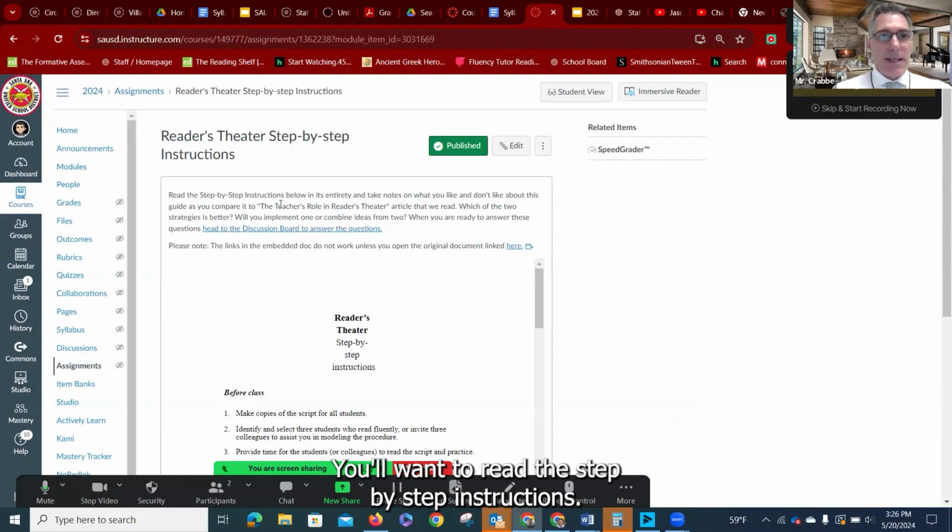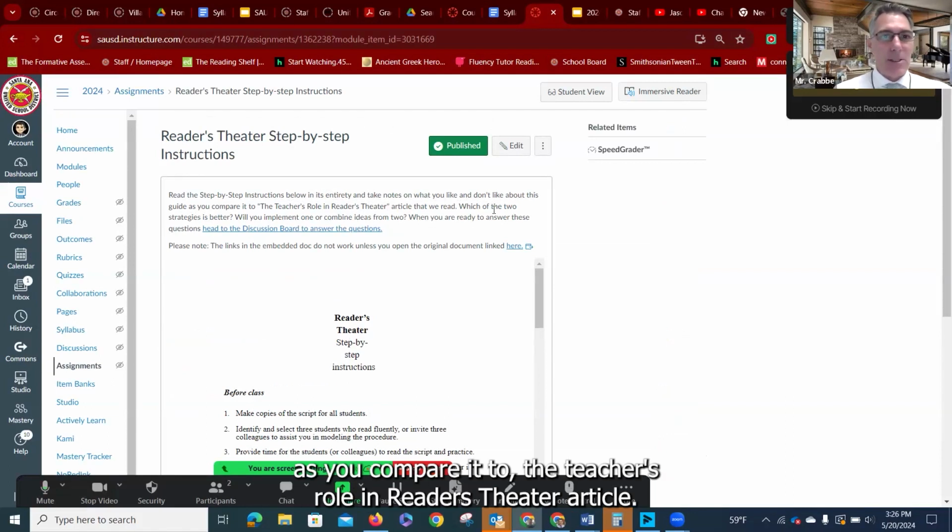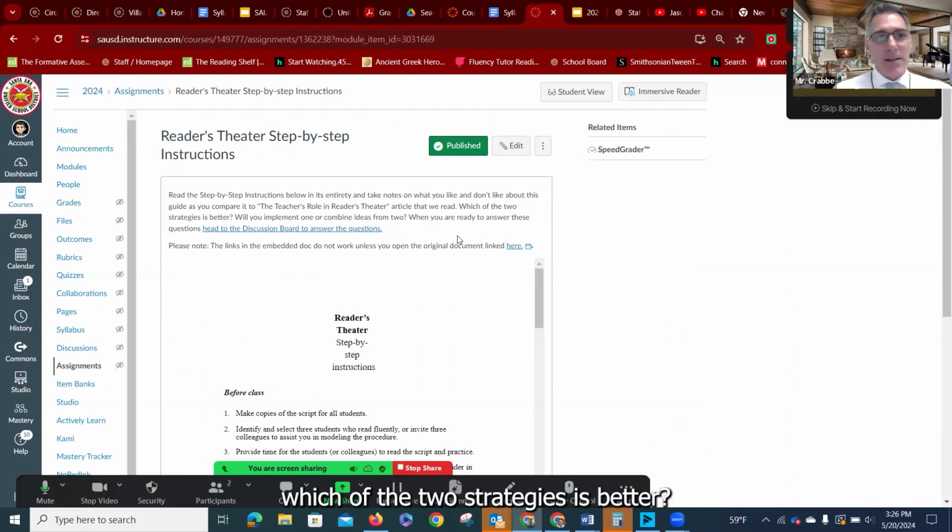You'll want to read the step-by-step instructions below in its entirety and take notes on what you like and what you don't like about this guide as you compare it to the teacher's role in Reader's Theater article. Which of the two strategies is better? Will you implement one or combine ideas from two? When you're ready to answer these questions, head to the discussion board to answer those.